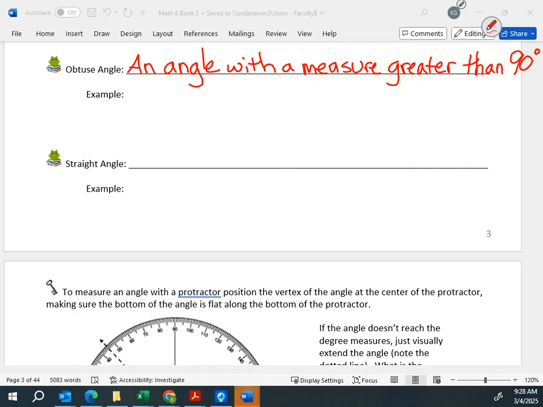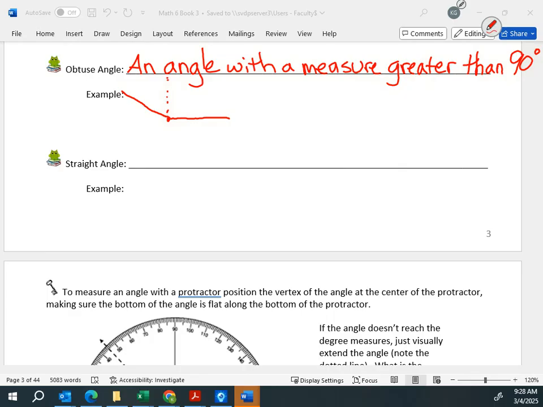Now we know there's the bottom of our angle. If it goes straight up, we know that's going to be 90. So obtuse means that other line of our angle is bigger than that 90 degrees. So acute is cute and little. Obtuse is bigger than 90. The right angle is exactly 90.